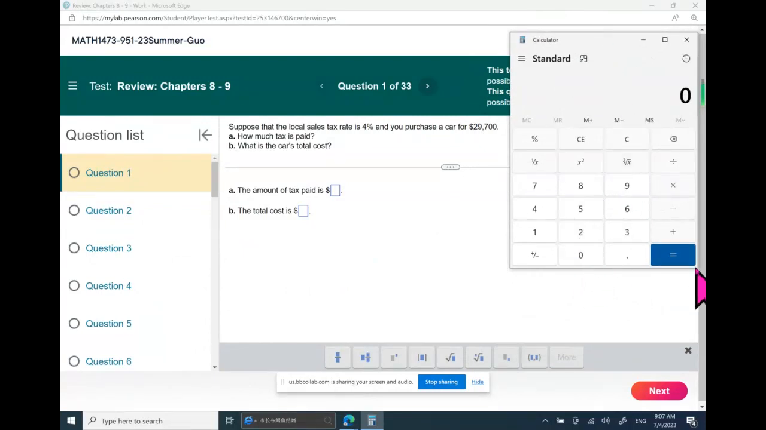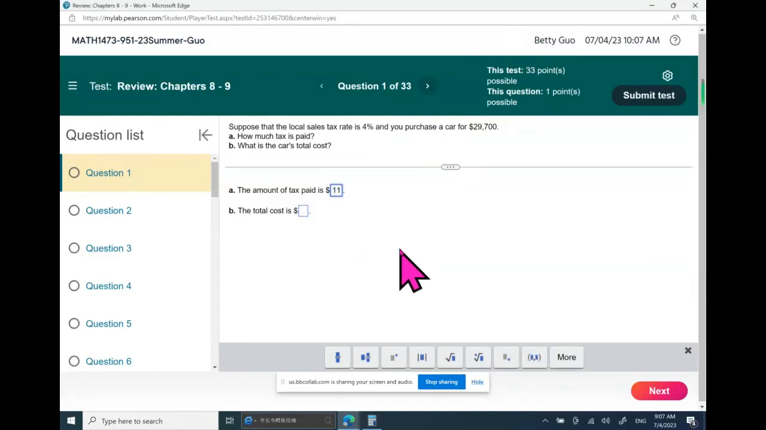4% as decimal is 0.04. 4% multiplied by the sales price of the car, 29,700. And the multiplication is $1,188. That's the tax, sales tax.